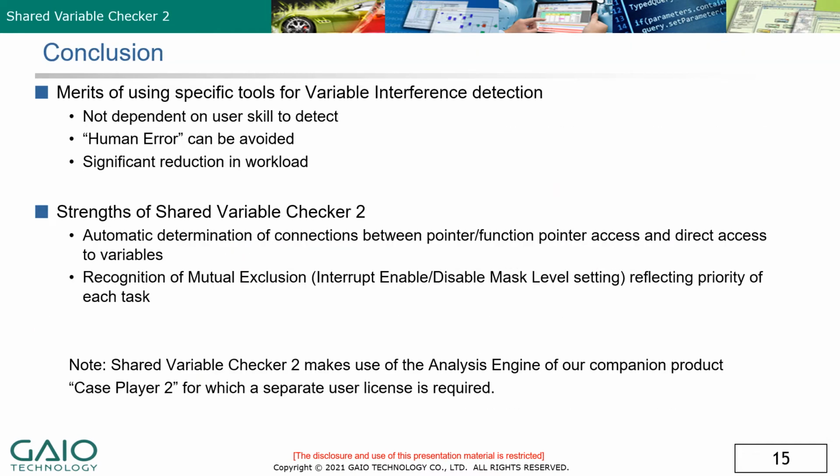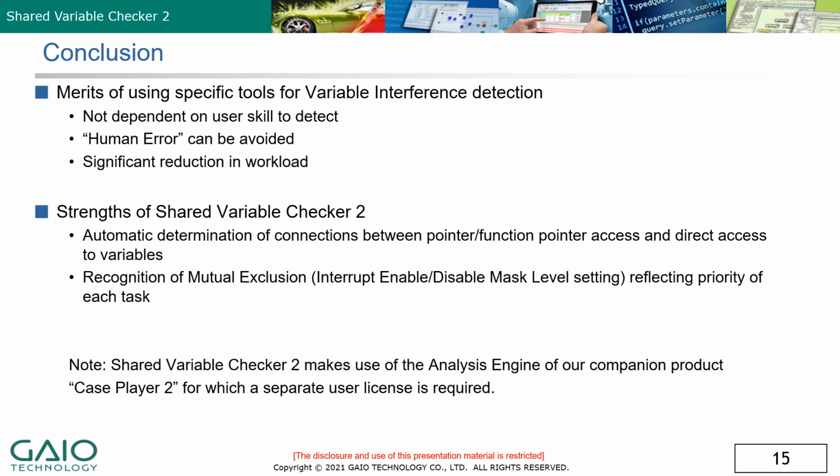So to summarize, Shared Variable Checker2 can greatly reduce the workload involved in variable interference reviews by automatically detecting those cases of access which are at risk and preparing documentation on them for review by the developers, so that there is no need for all accesses to be verified manually. This also eliminates the risk of omissions due to human error and variations in quality of the verification caused by varying levels of skill and experience in the developers.